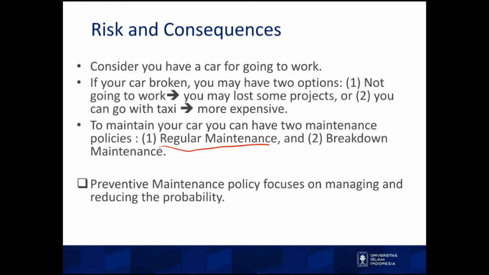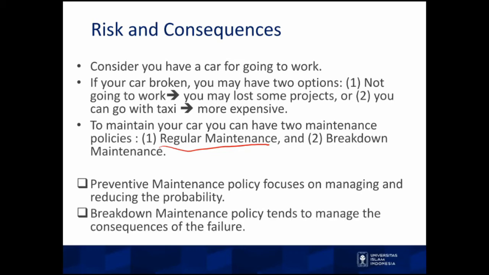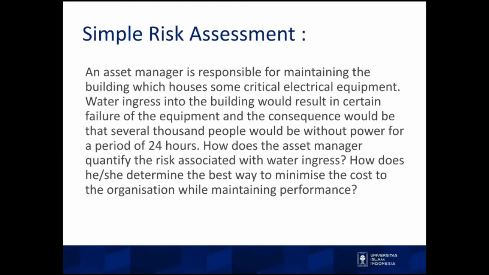Okay, so if we are doing good preventive maintenance, it will reduce the probability, which leads to a lower degree of risk, whereas a breakdown maintenance policy tends to manage the consequences of the failure. So there are two examples of how preventive maintenance and breakdown maintenance work from the perspective of risk management. It's also a simple risk assessment that I'm going to show you in this slide.